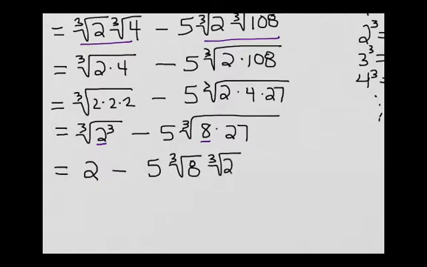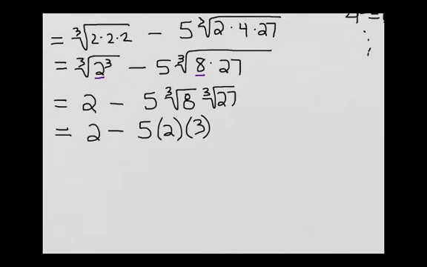And based on our perfect cubes, we know that we cube 2 in order to get 8, so the cube root of 8 is 2. And we cubed 3 to get 27, so the cube root of 27 is going to be 3. And this gives us 2 minus 5 times 2 is 10 times 3 is 30. And doing that subtraction gives us negative 28. So our final answer is negative 28.